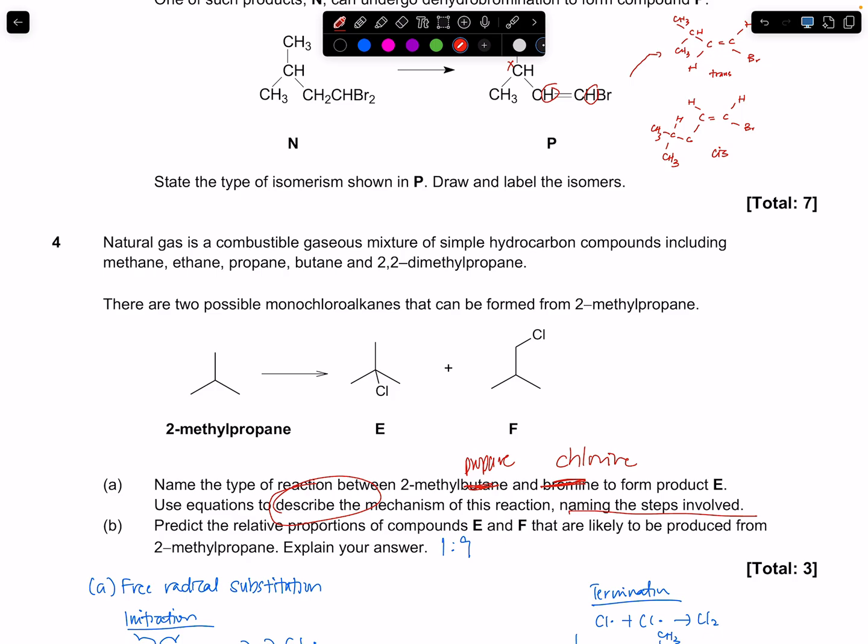So if there's nothing drawn, then it's CH. Okay? Each carbon, you must always remember each carbon atom can only form 4 bonds.